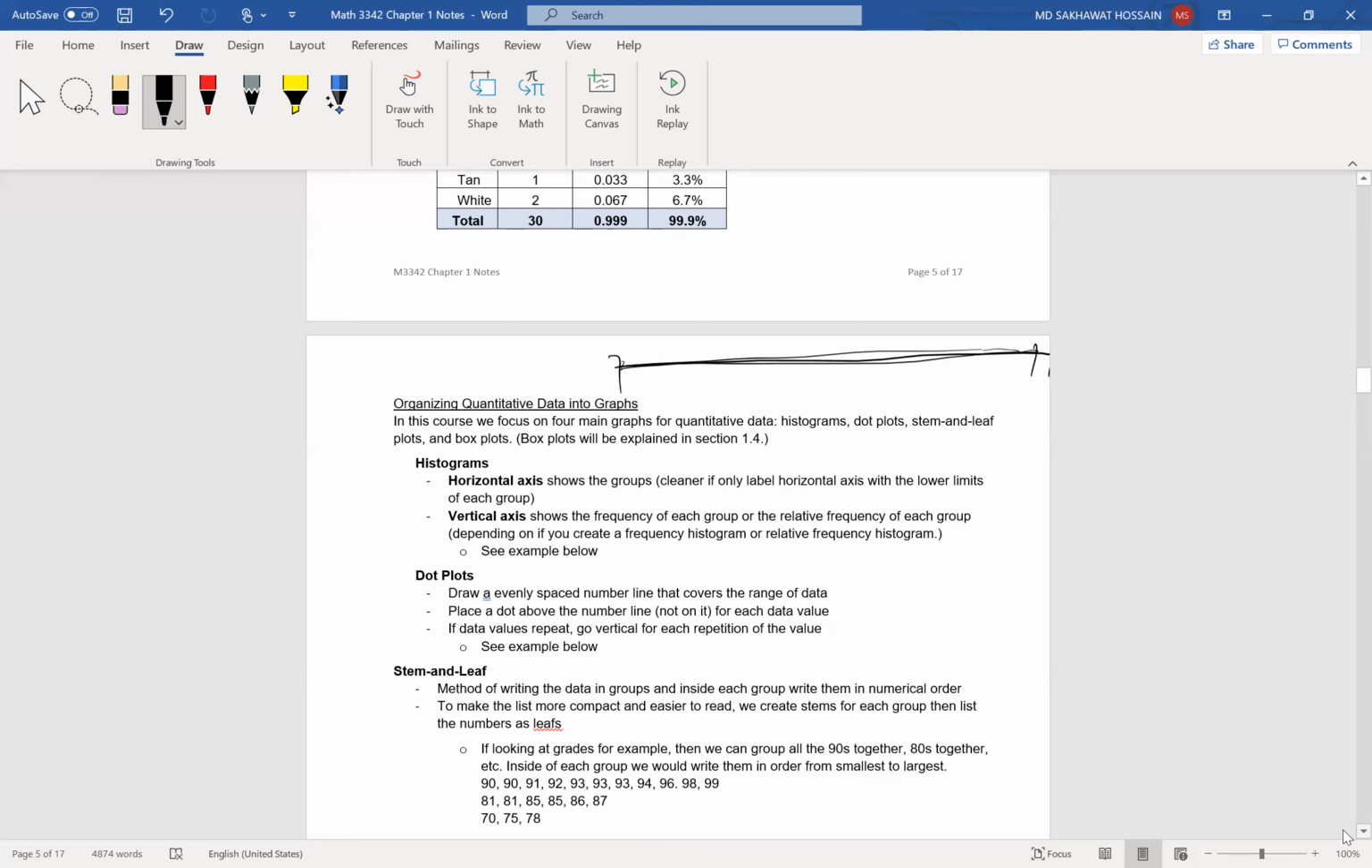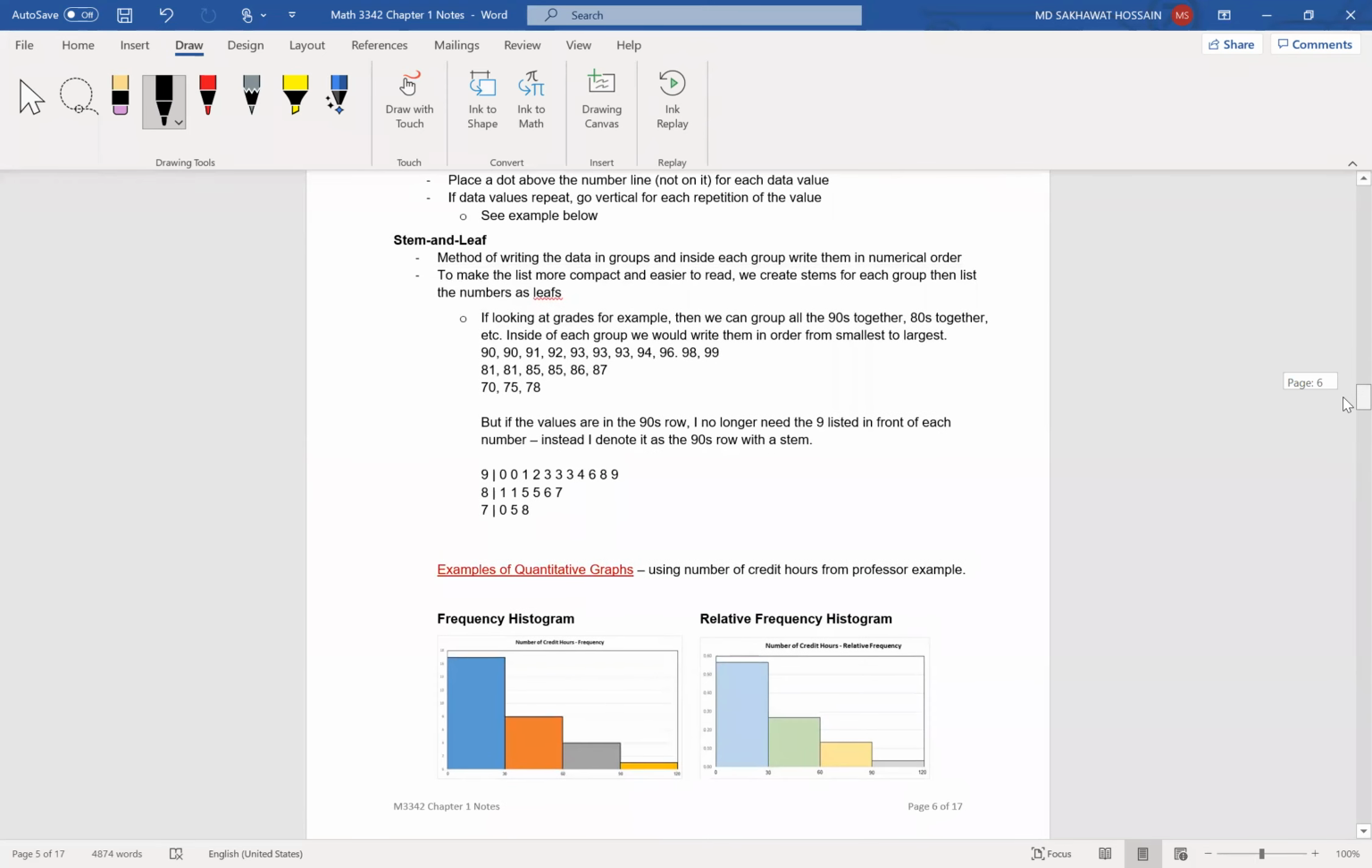And for stem and leaf, we have this data set: 1990, 91, 92, 93. We can represent this data set by using a stem and leaf plot. The first digit is called the stem, and the second digit is called the leaf. So we can divide each value into stem and leaves.